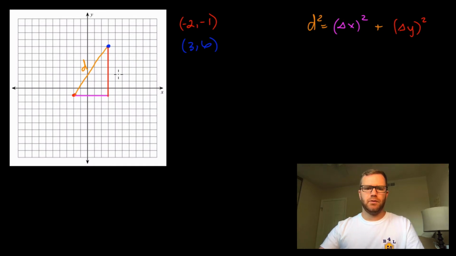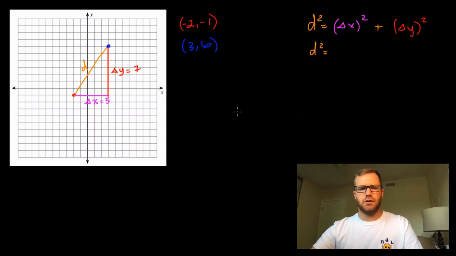So we have to figure out what is our change in y and what is our change in x. So delta y, which is just the change in our y coordinates, is what? 1, 2, 3, 4, 5, 6, 7. So that's 7. And then delta x, the change in our x, is 1, 2, 3, 4, 5. It's 5. So now we can substitute these values in here. So we have d squared equals 5 squared plus 7 squared.